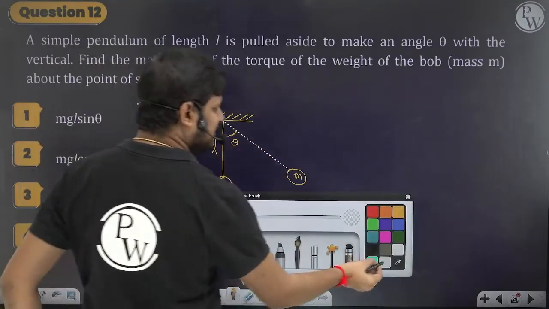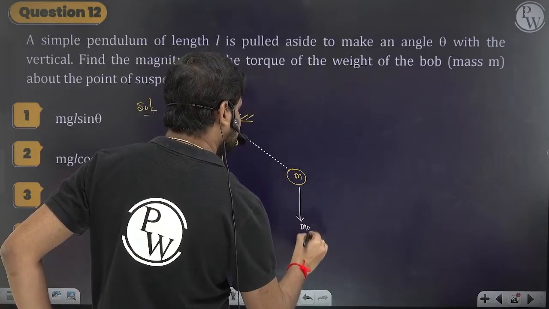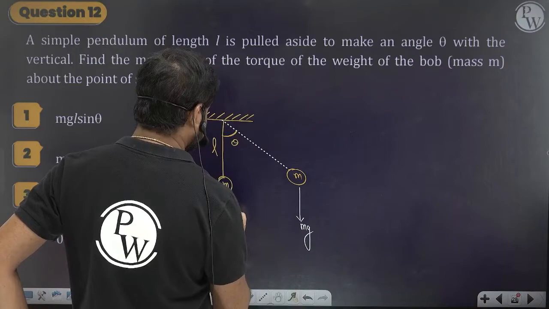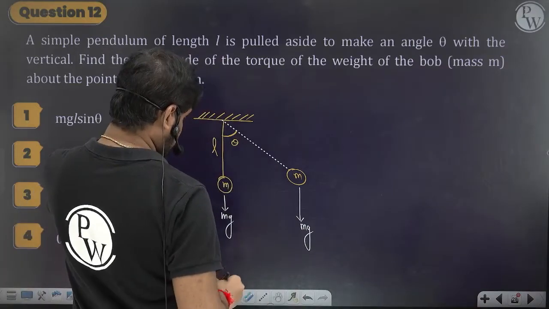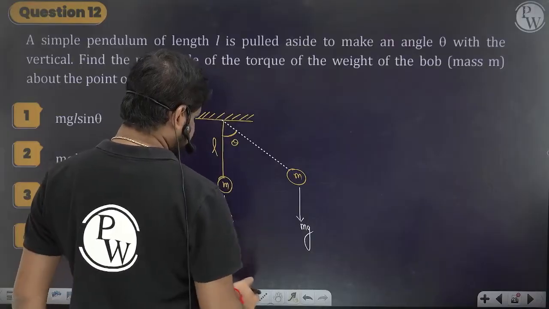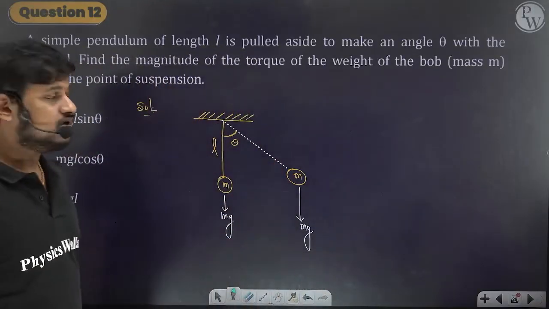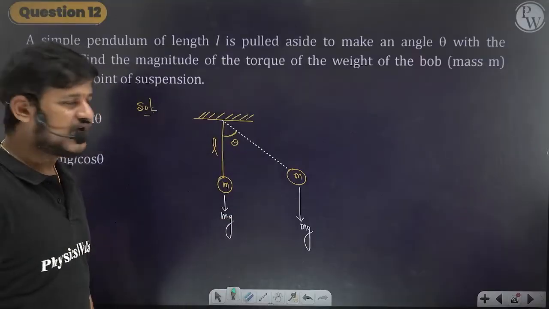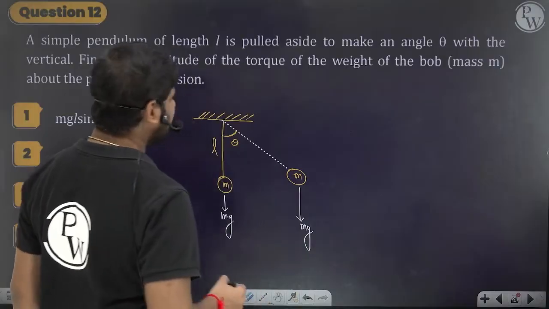So what will be the weight of the bob, guys? This is the weight of the bob, which is mg. Now, the thing here is, this is the weight, and we need the torque due to this weight. So we need the force times the perpendicular distance. How do we find the perpendicular distance?